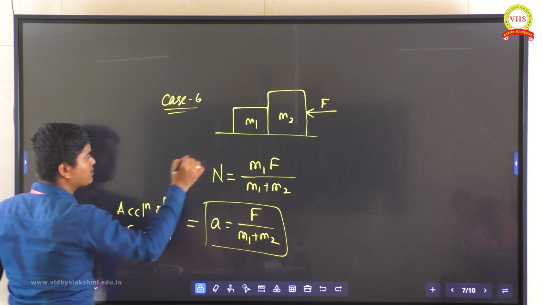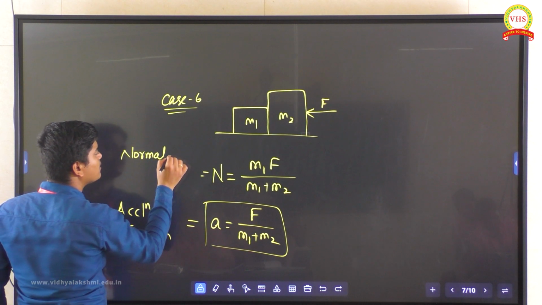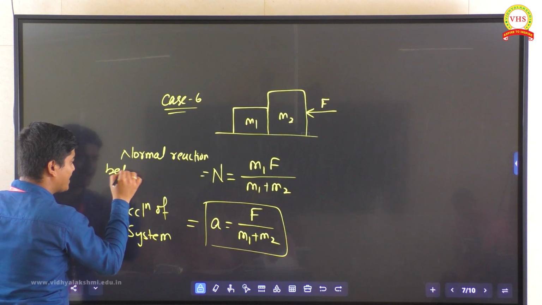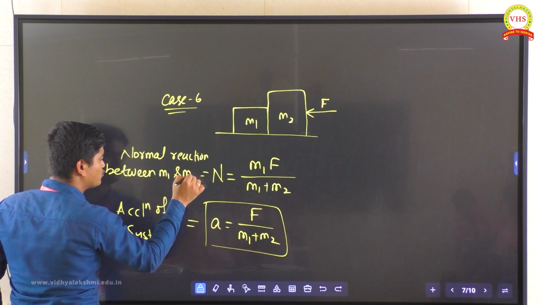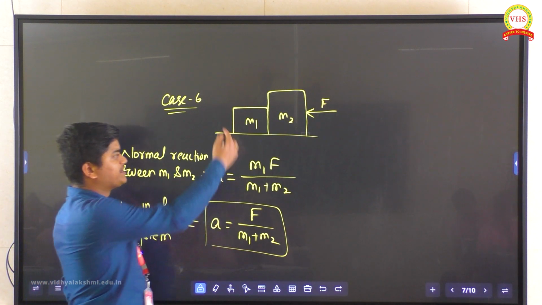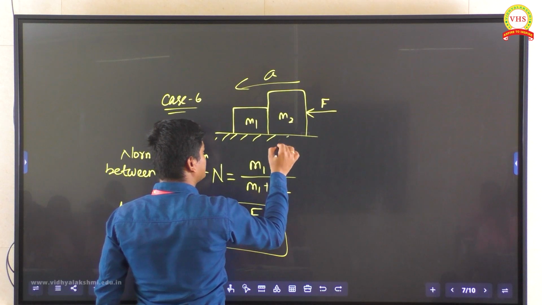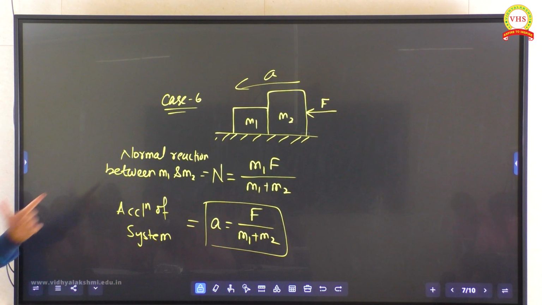And this is the normal reaction between what and what? M1 and M2. Okay. And the object will accelerate in this direction, to the left side. Yes or no? You can verify this sixth case with the derivation we did. I hope you understand, right?